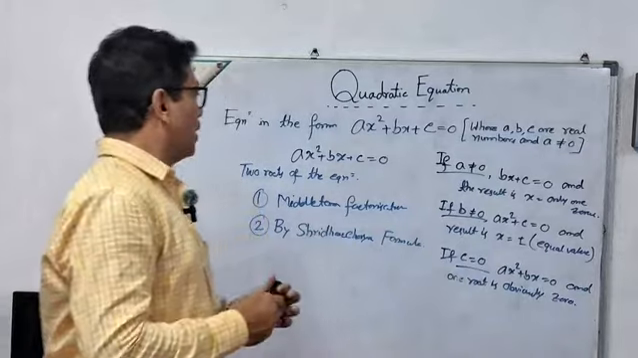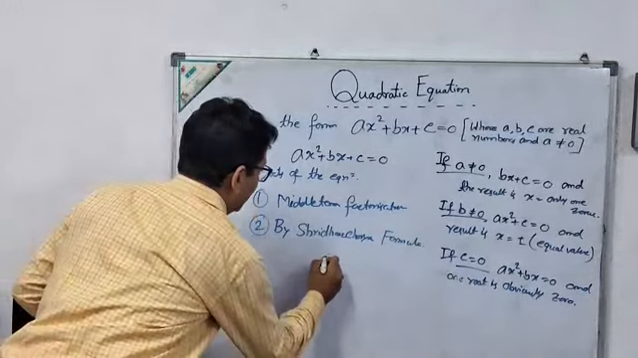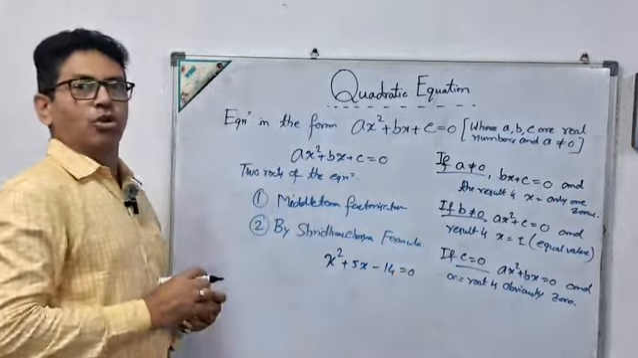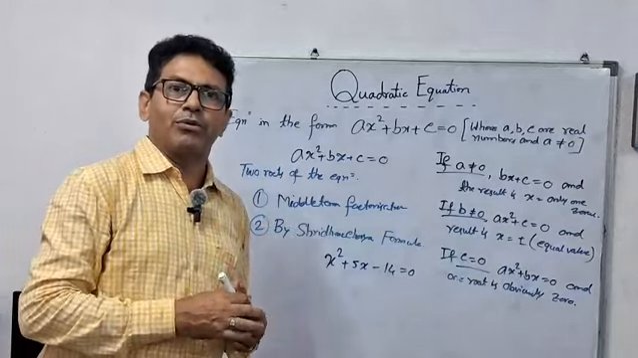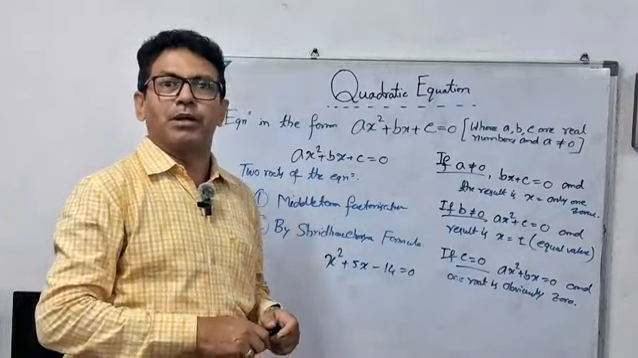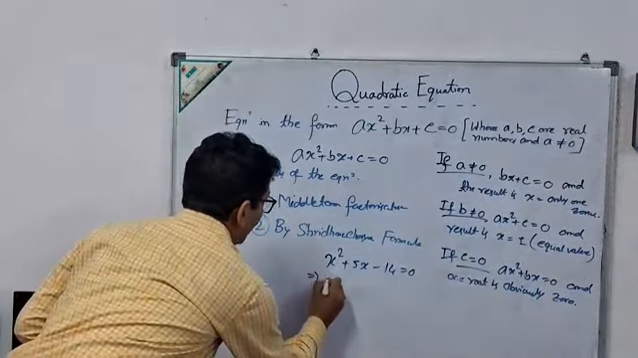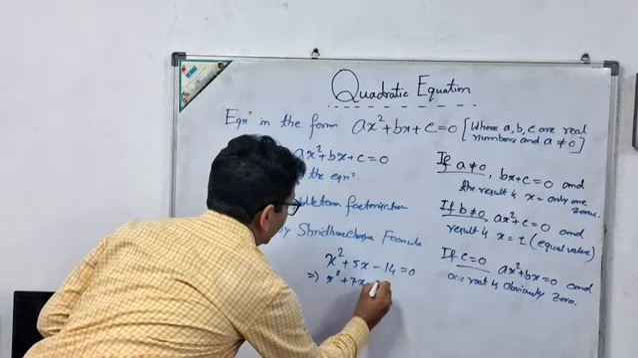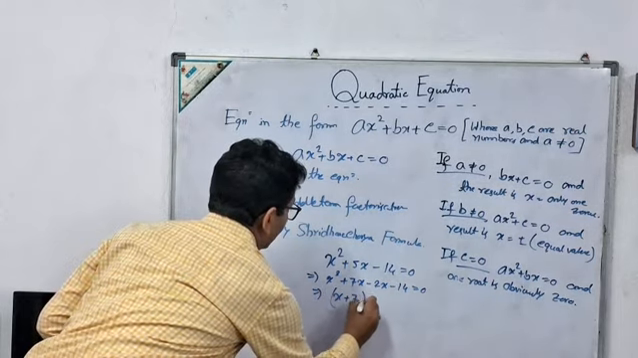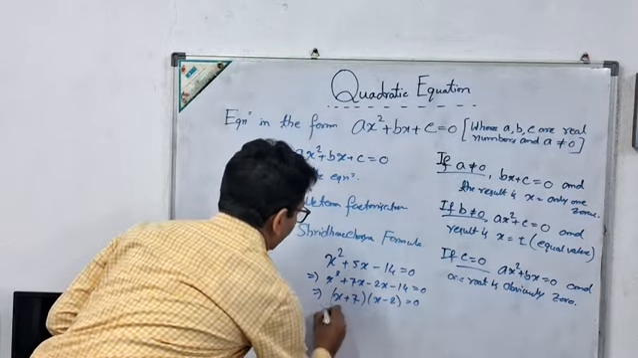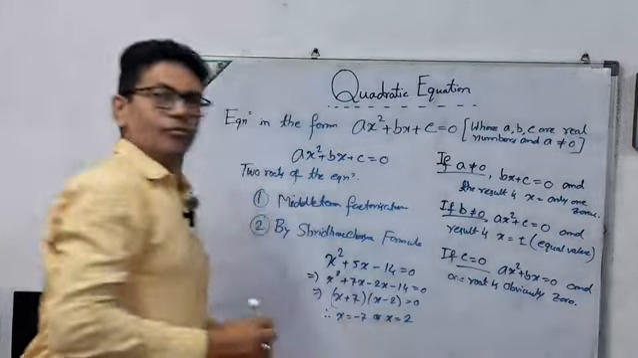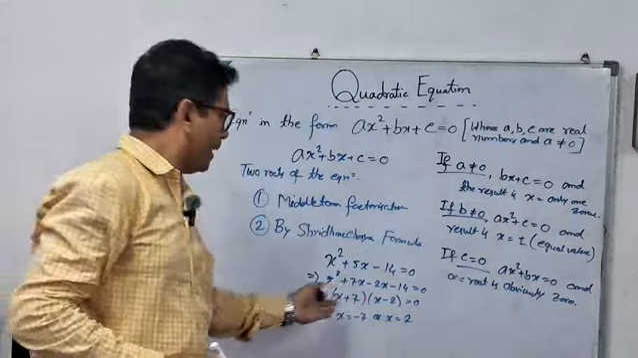Now, if I give you an example, I consider the equation x square plus 5x minus 14 is equal to 0. In this equation, I can easily find the value of x, or the roots of the equation, by middle term factorization. The method is this way: x square plus 7x minus 2x minus 14 is equal to 0. x plus 7 into x minus 2 is equal to 0. Therefore, either x is equal to minus 7 or x is equal to 2. We got two roots by applying middle term factorization.